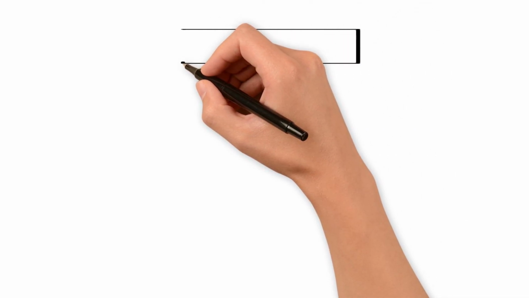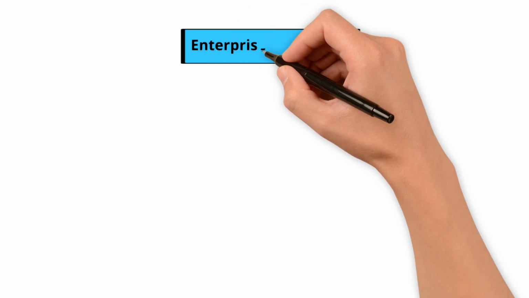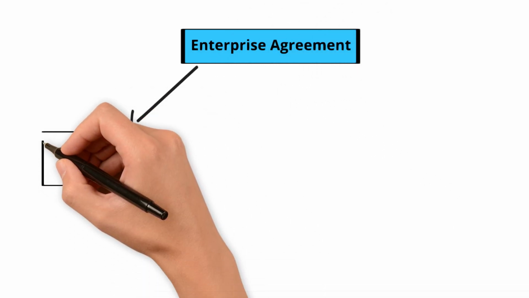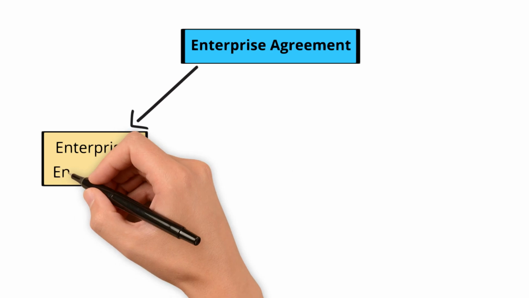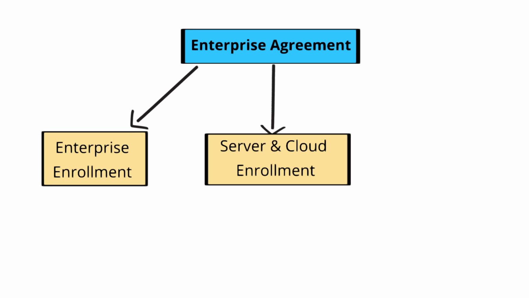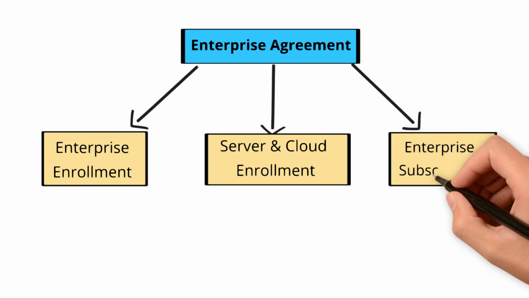So we basically have three types of agreements. First is the enterprise enrollment, and I'm really sorry, there will be a more theoretical part, but yeah, there's no alternative. Second is the server and cloud enrollment. Third is the enterprise subscription.